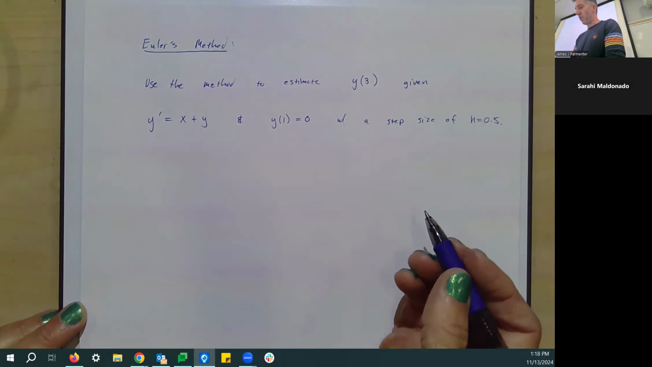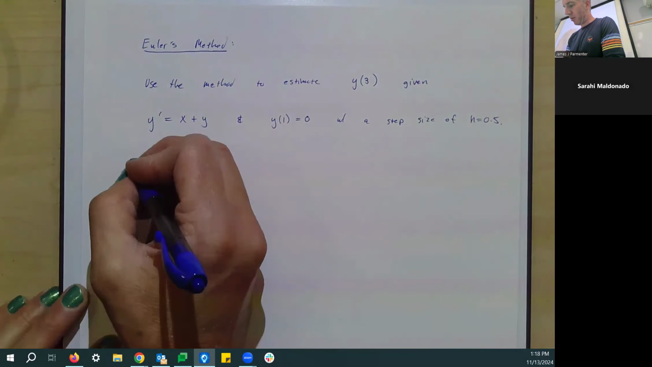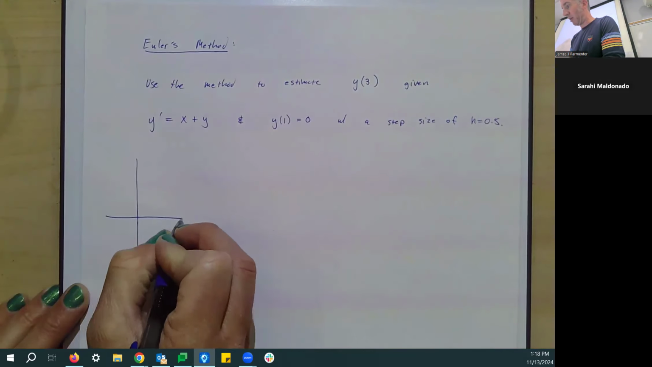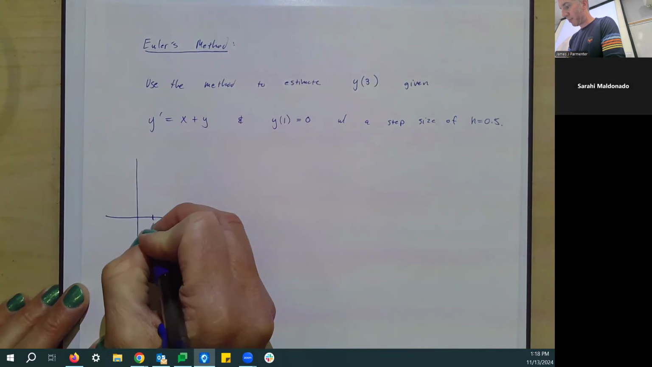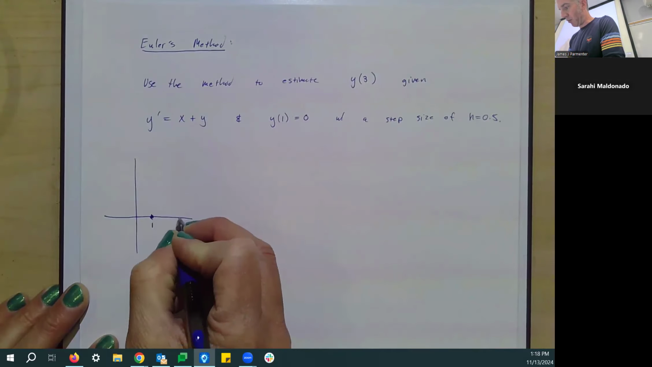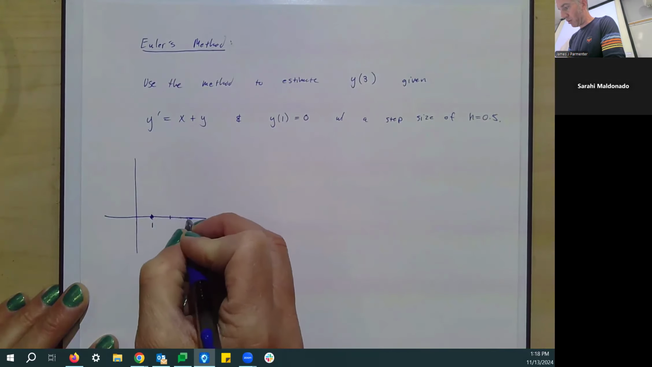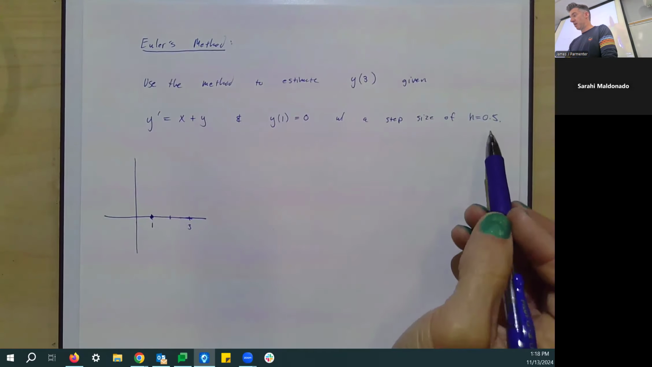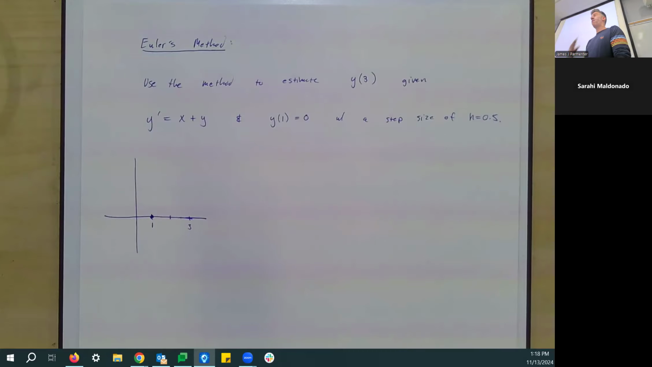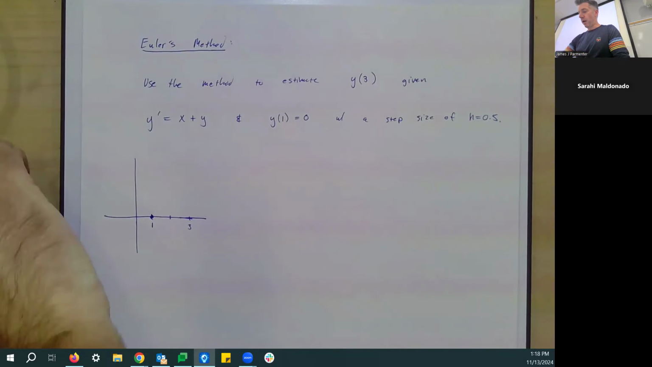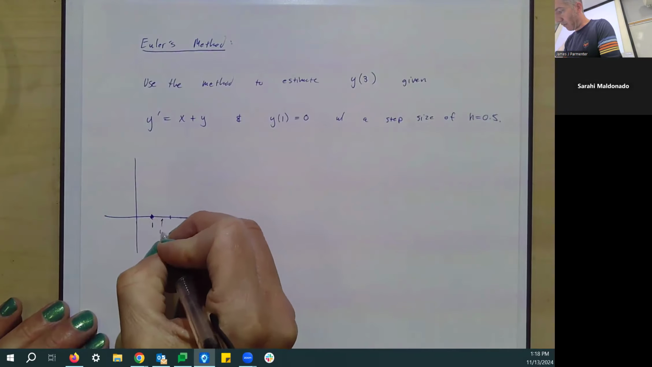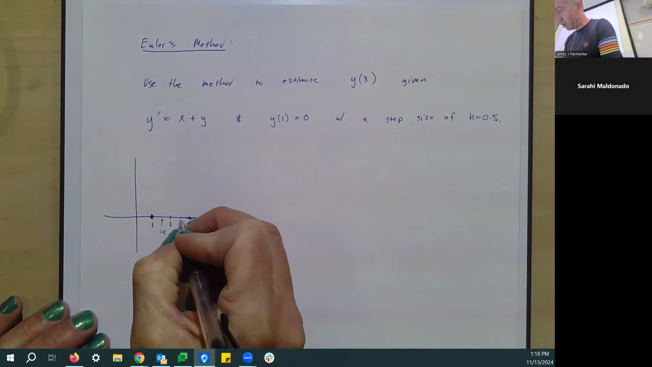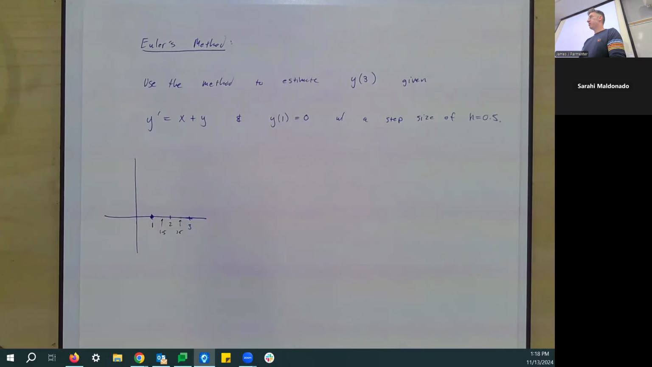So we know that we're trying to find, and I'm going to graph this to kind of think about what's happening here. I'm given that y of 1 is equal to 0. And I'm trying to get over to what happens when you plug in 3. I'm going to take step sizes of a half. That means it's going to take me 4 steps to get there, right? I have to plug in 1.5, 2, 2.5, and then finally 3. So on my 4th step, that's when I should be finding my approximate value for whatever y of 3 is.